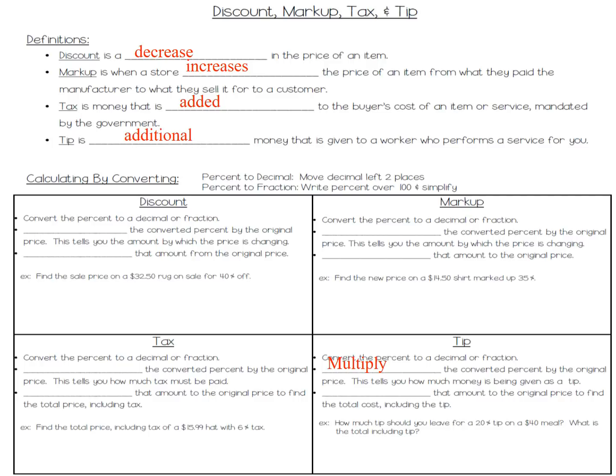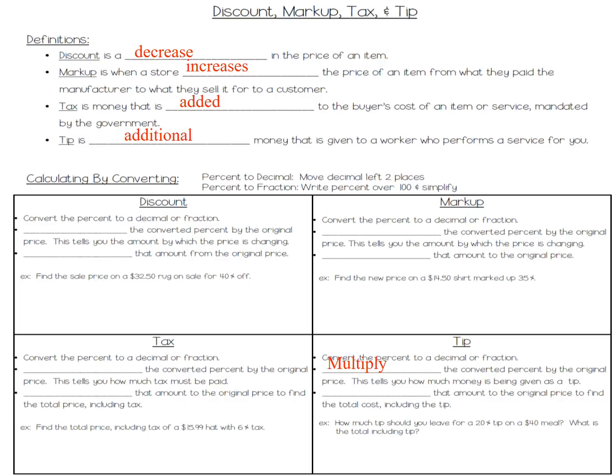Tip is additional money that is given to a worker who performs a service for you. All right, and we did this by calculating. Again, you can use this as your own notes. Calculating by converting. We focus on percent to decimal because I feel that is the easiest. Move the decimal to the left 2 places.